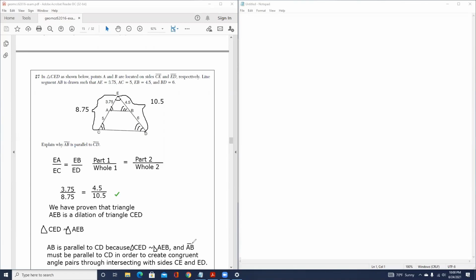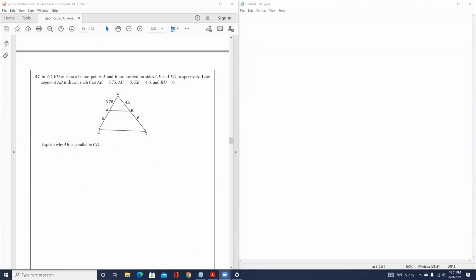So my reasoning is that since we've proven these triangles similar, these two sides have to be parallel so that the angles created at EBA and EDC are congruent to each other, because a line that crosses two parallel lines creates a pair of congruent angles, and the same thing is repeated with the other set of angles on the other side of the triangle. So therefore, we've proven that AB is parallel to CD.